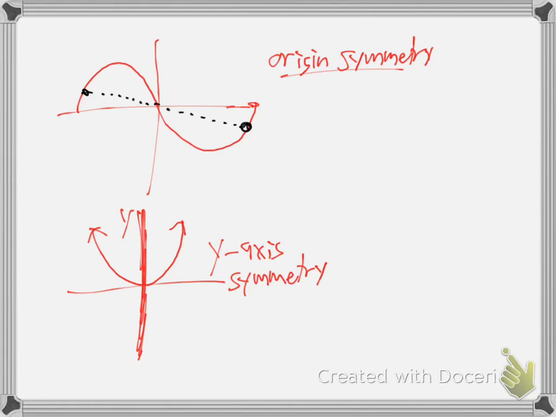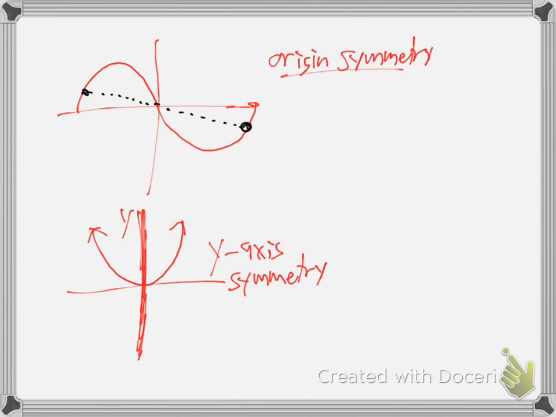Let me slow down for a minute. Are you tracking? So we're talking about different kinds of symmetry on graphs. This one is y-axis symmetry because the graph is the same to the right and the left of the y-axis. The y-axis is like a mirror, right?